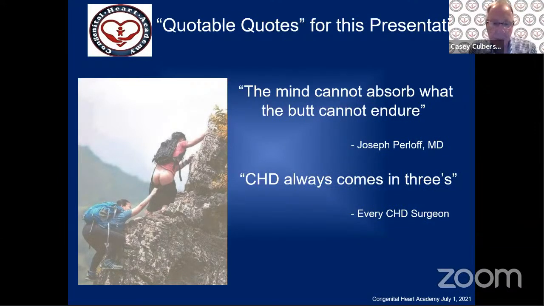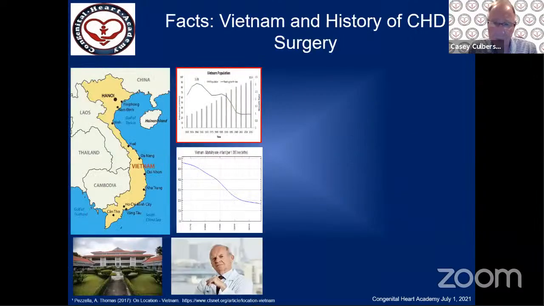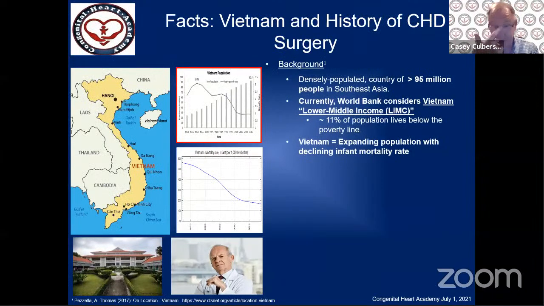So I'm going to try to bundle a lot of these ideas into threes. So a quick tour for the history of congenital heart disease surgery in Vietnam. Vietnam's a densely populated country, over 95 million people, obviously in Southeast Asia. The World Bank considers Vietnam a low middle income country. About 11% of the population lives below the poverty line.